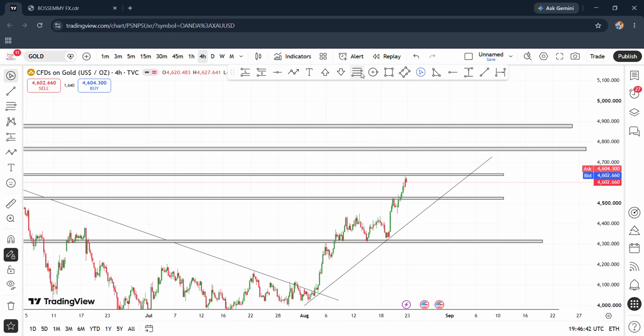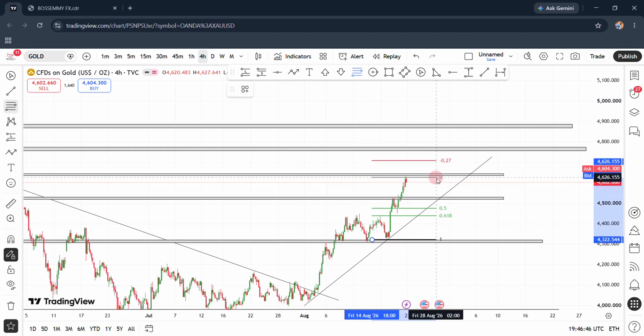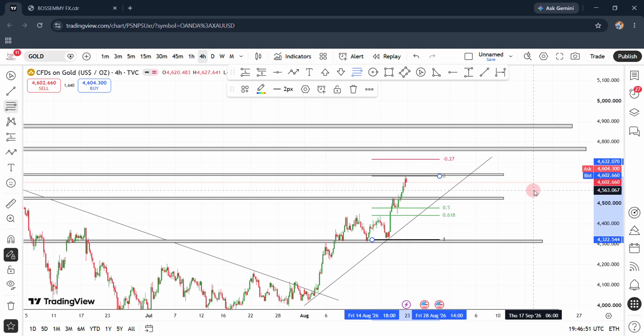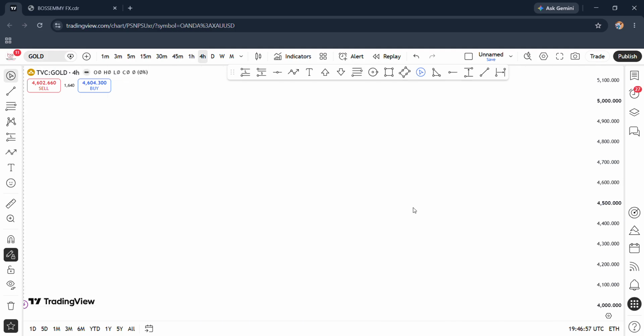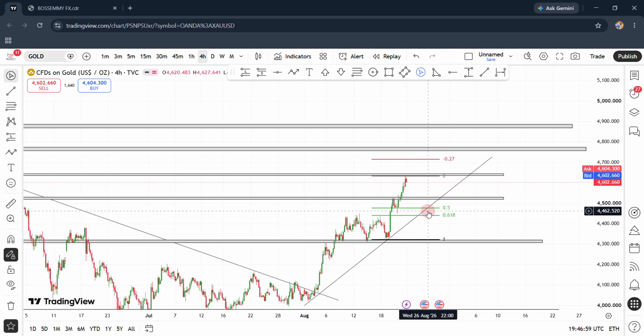So I'll quickly draw my Fibonacci from my swing low to my swing high. When I draw my Fibonacci from my swing low to my swing high, it tells me that price might tend to drop to my 50% retracement. So my fib is telling me that price might drop to this point and then start going to the upside.